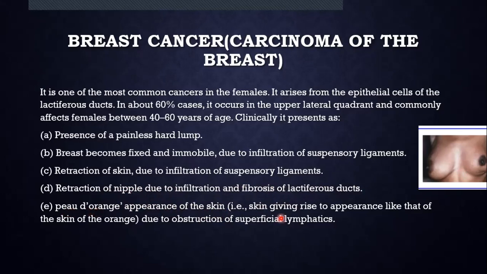Okay, so it will look like that. You see how an orange peel looks. That is how the skin of the patient will look if she's suffering from breast cancer. Why? Due to obstruction of the superficial lymphatics.